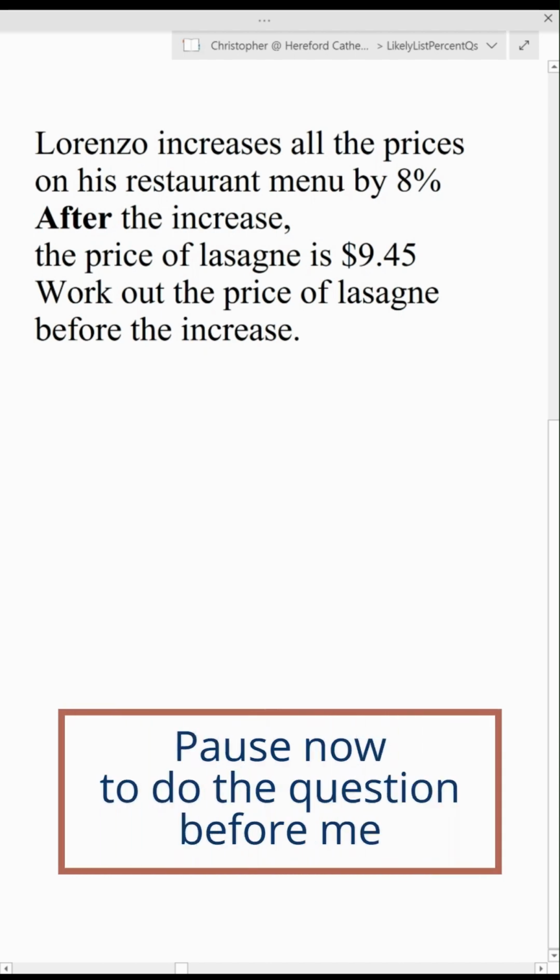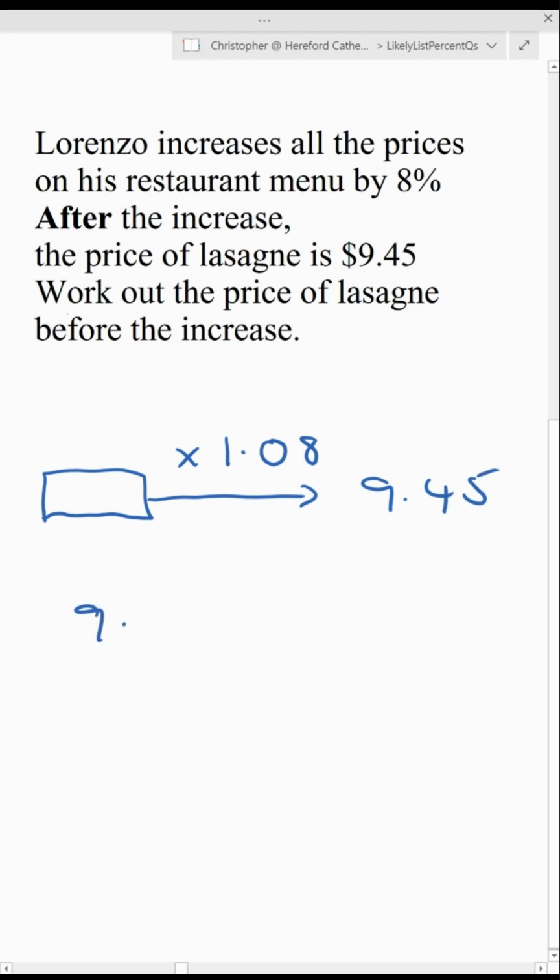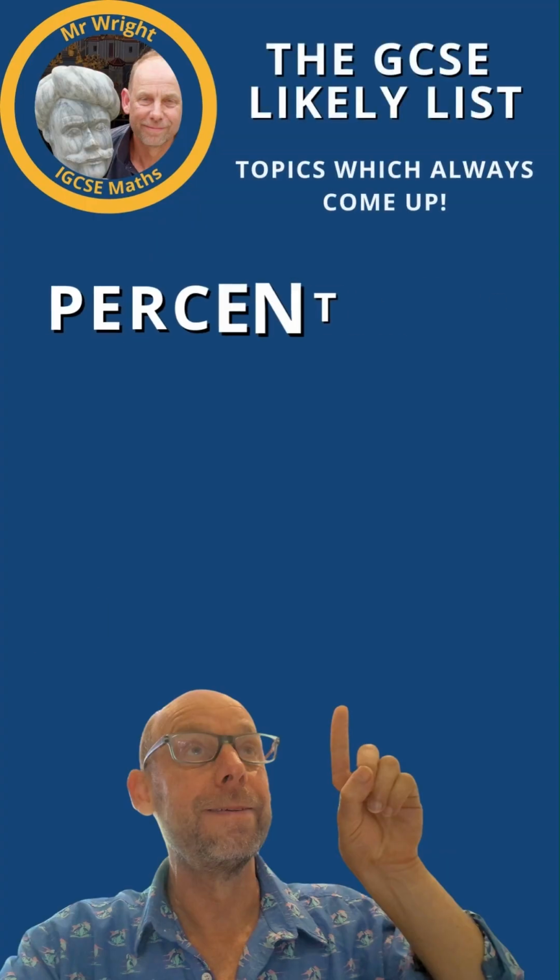Pause the film now to do the question before me. So we've had the price of the lasagna, and it has been increased by 8%. So it's been multiplied by 1.08, and it is now $9.45. So I'll need to do $9.45 divided by 1.08, which gives me the answer of $8.75.